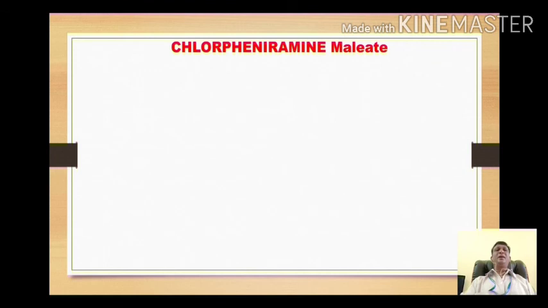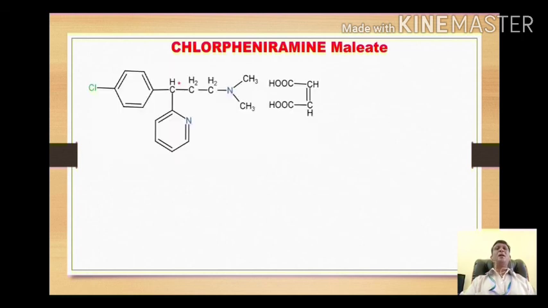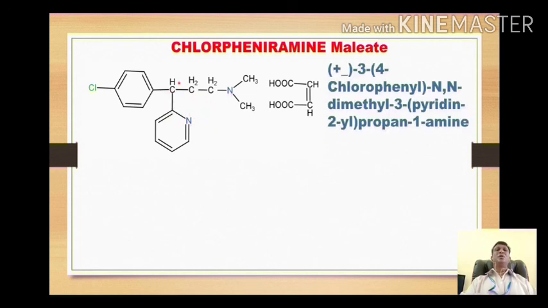The next drug is chlorpheniramine maleate. Now chlorpheniramine maleate, as you remember, belongs to the chemical class of alkylamines, where the X atom of the general structure is now replaced by a carbon. So this drug has the salt form with maleic acid. That's why it is called chlorpheniramine maleate.